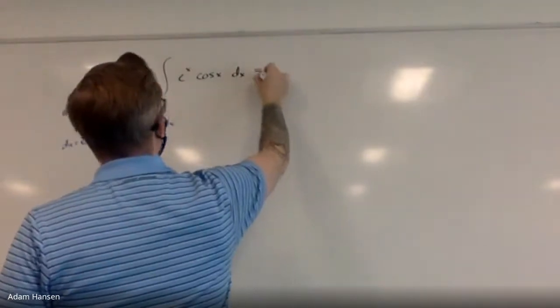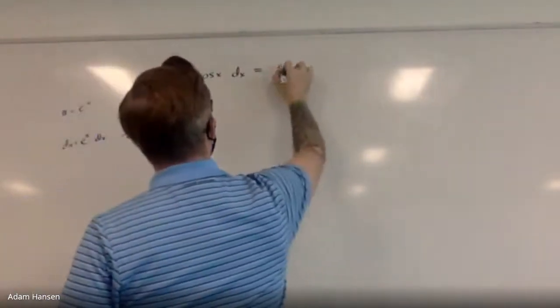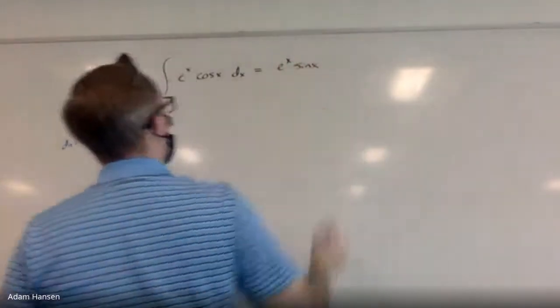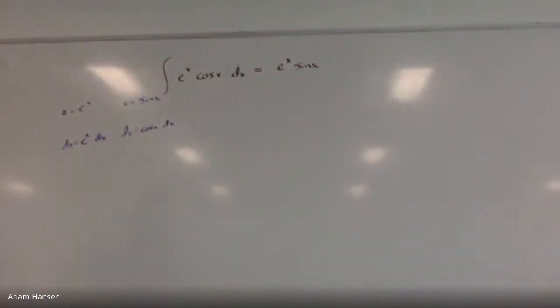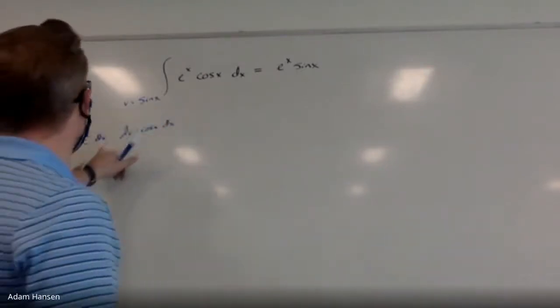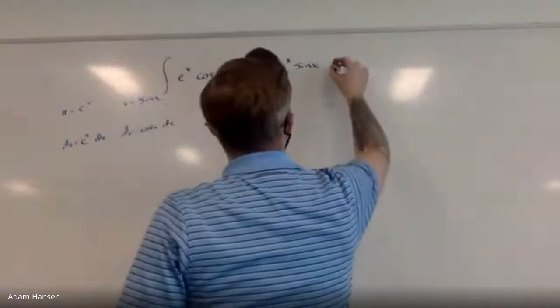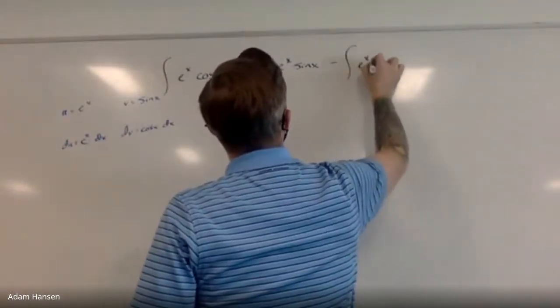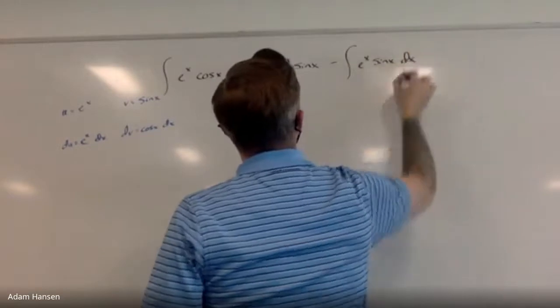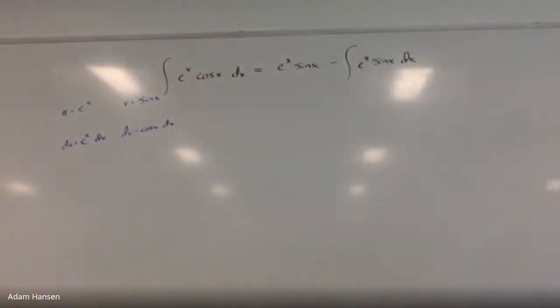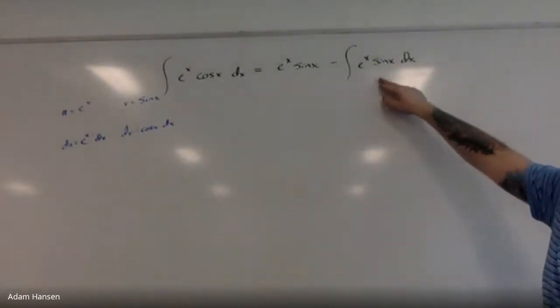So this should be equal to u times v, e to the x sine x, minus v du, minus the antiderivative of e to the x sine x. Like we saw yesterday, what we're going to have to do now is integration by parts more, right? How do I evaluate this new integral? Hey, I'm sorry, but we got to do integration by parts round 2.